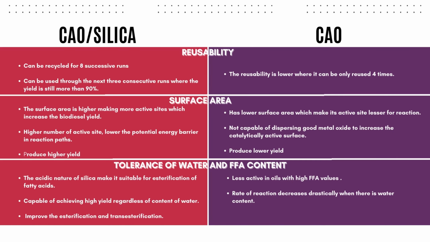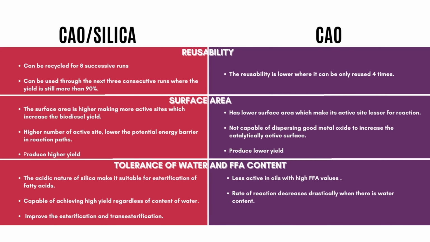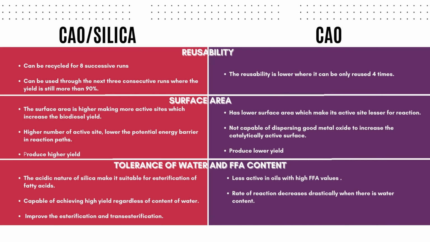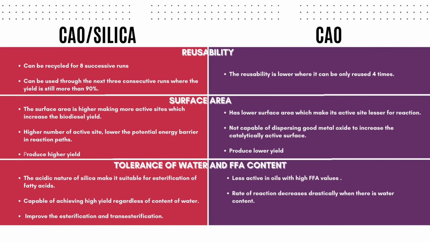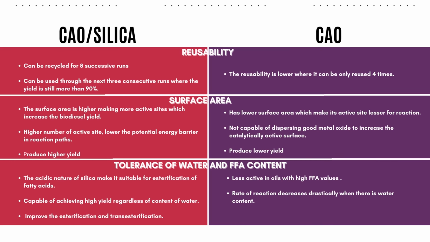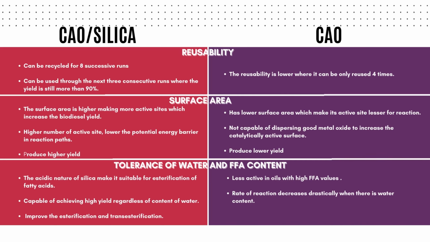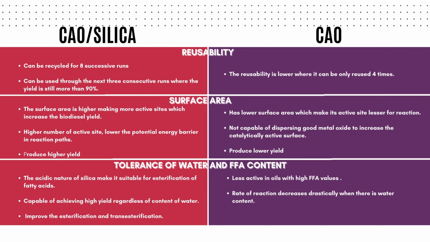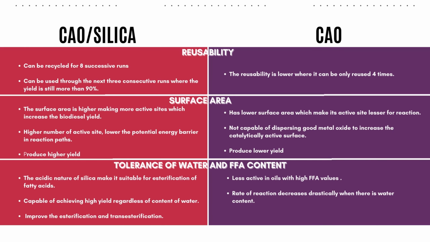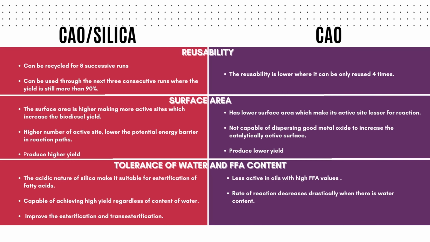While the surface area of unsupported calcium oxide is lower, it is not capable of dispersing the metal oxide well to increase the catalytically active surface, and it lowers the yield. Furthermore, regarding the tolerance of water and free fatty acid content, the acidic nature of silica makes it suitable for esterification of fatty acids. It is also capable of achieving high yield regardless of water content. Silica-supported calcium oxide is identified as an acid-base catalyst, which improves esterification and trans-esterification. While unsupported calcium oxide is less active in oils with high free fatty acid values, the rate of reaction decreases drastically when there is water content.